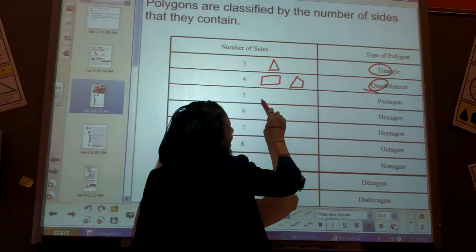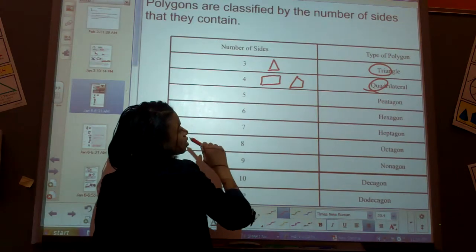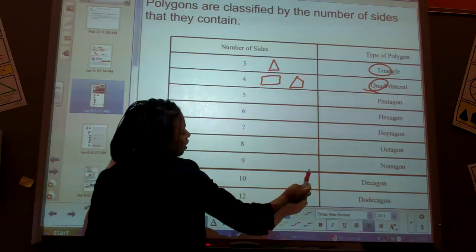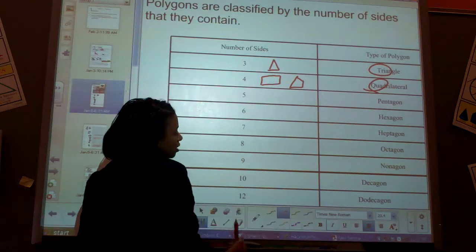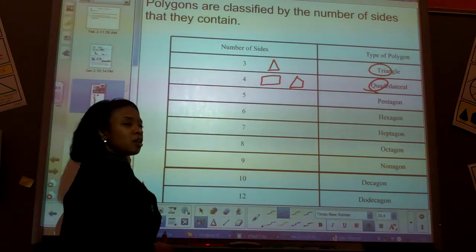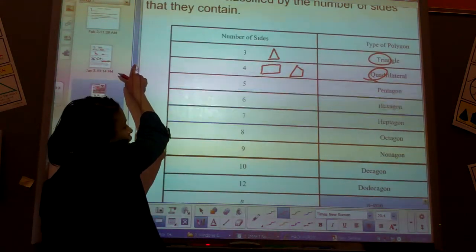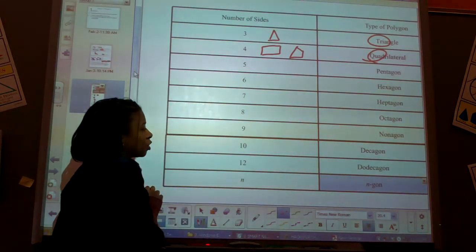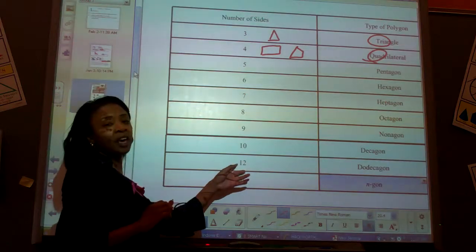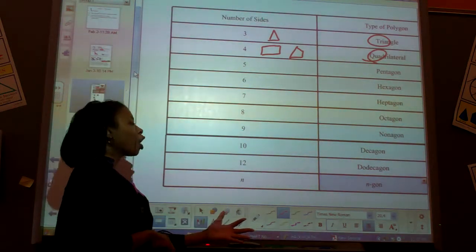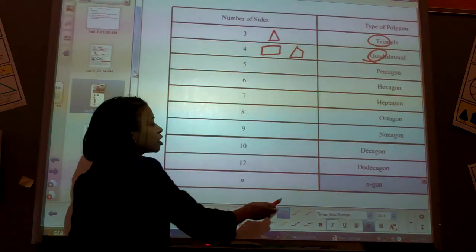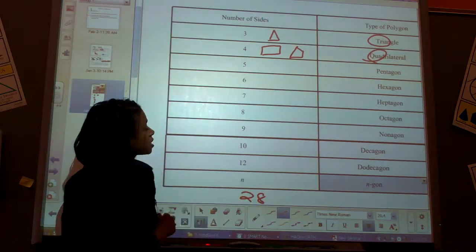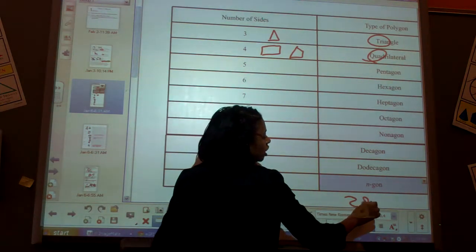A pentagon, 5 sides. Hexagon, 6 sides. Heptagon, 7. Octagon, 8 sides. Nonagon is 9 sides. Decagon, 10-sided. 11, there's no name for that, so you just call it an 11-gon. And a dodecagon is a 12-sided figure. Again, 11, no name. Anything after 12, whether 13 sides, 100 sides, or 3 million sides, is called an n-gon. So if a polygon has 28 sides on it, it's just a 28-gon.